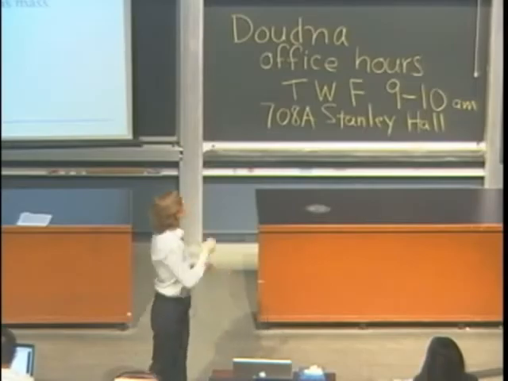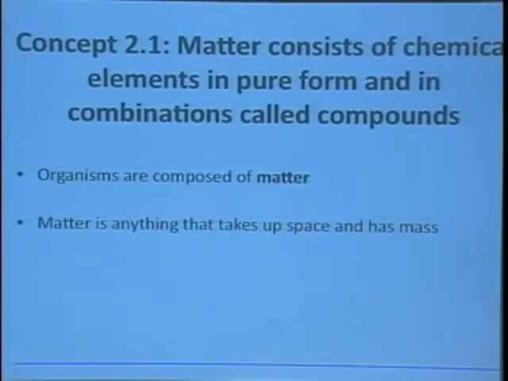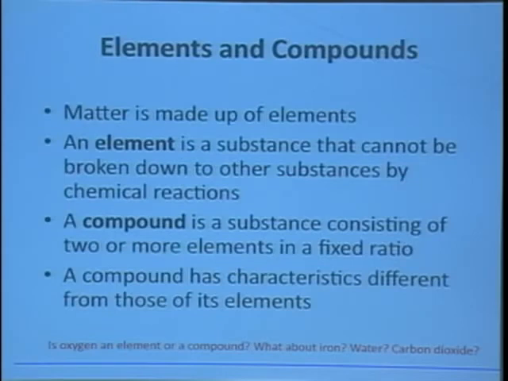Organisms are composed of matter, and matter is anything that takes up space and has mass, right? So we have to, again, especially as a molecular biologist, think about atoms and molecules and how those atoms and molecules behave in a living system. So matter is made up of elements. What is an element? An element is a substance that can't be broken down into any other substances by chemical reactions, right? So if you look at the periodic table, this is a table of the elements, right? And a compound is a substance that consists of two or more elements that have come together in some fixed ratio. So you can write a chemical formula that describes a molecule that includes all of the atoms that are found in that molecule. And this is very important. A compound has characteristics that are different from those of its component elements, right?